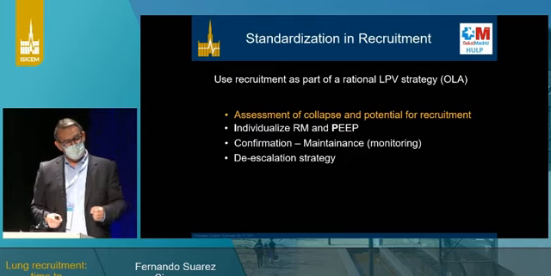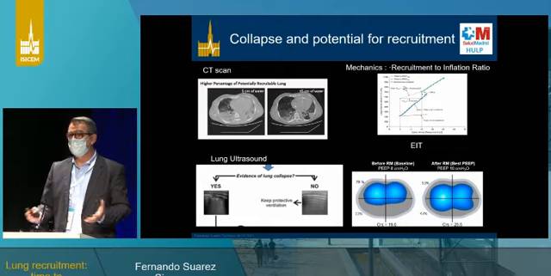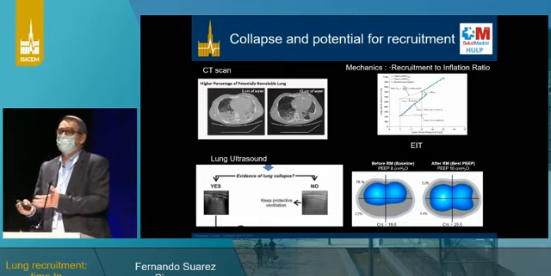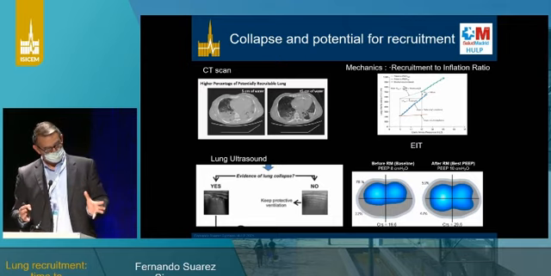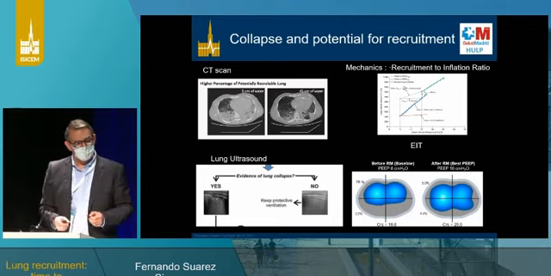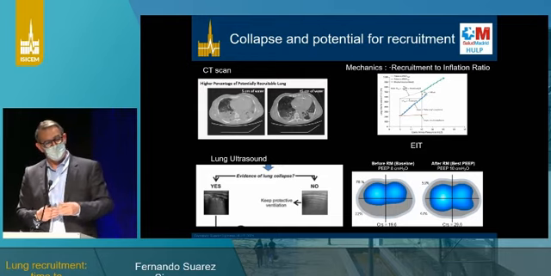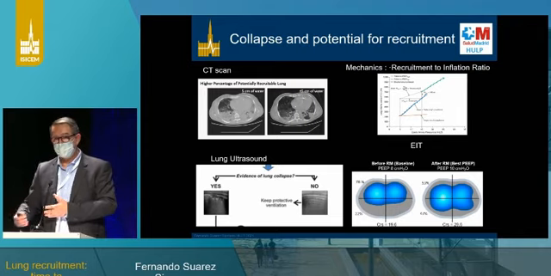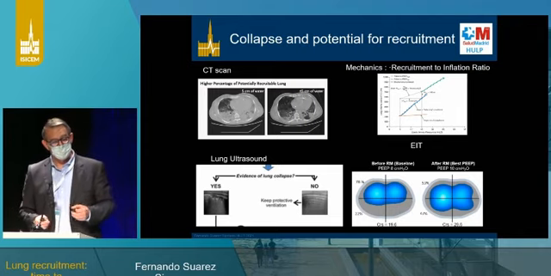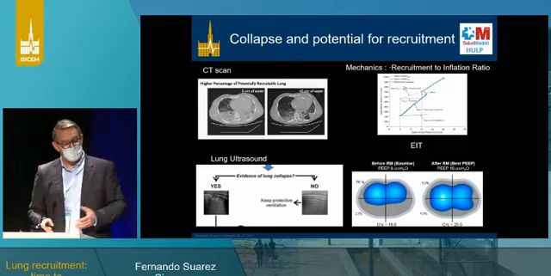So let's see, what about the assessment of collapse and potential for recruitment? This is actually quite complicated in the clinic. We have different methods. We have imaging like CT, of course. This is not a truly clinical bedside method, but of course it will tell you the distribution of aeration and the presence of collapse. Mechanics, and there are some attempts to establish the recruitability of the lung based on several interventions, for example, the recruitment to inflation ratio recently described. Lung ultrasound, which is readily available in most ICUs nowadays and is easy to use, actually allows identifying a consolidation pattern, so confirming the presence of collapse.